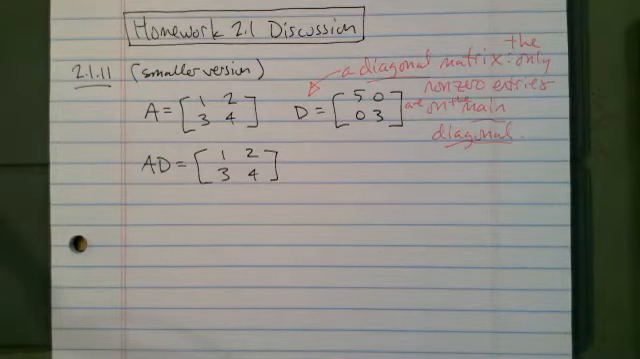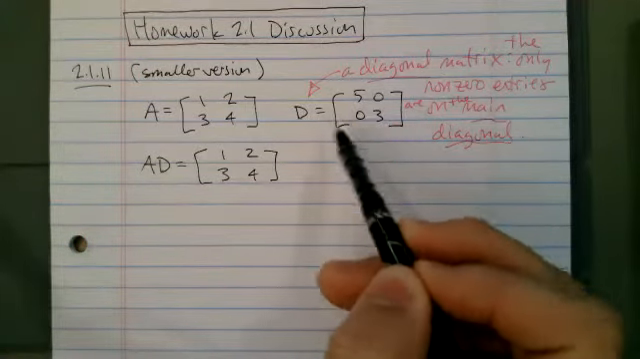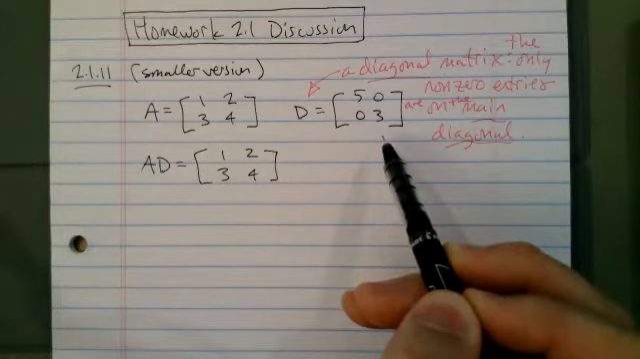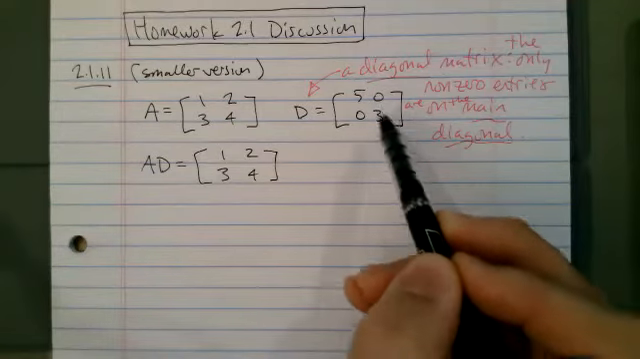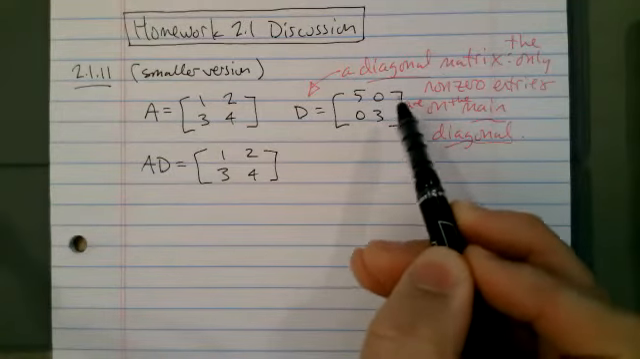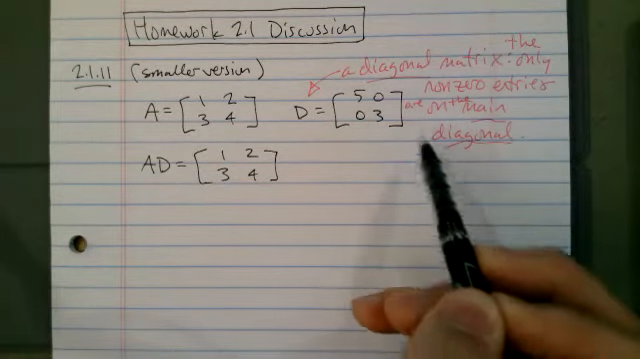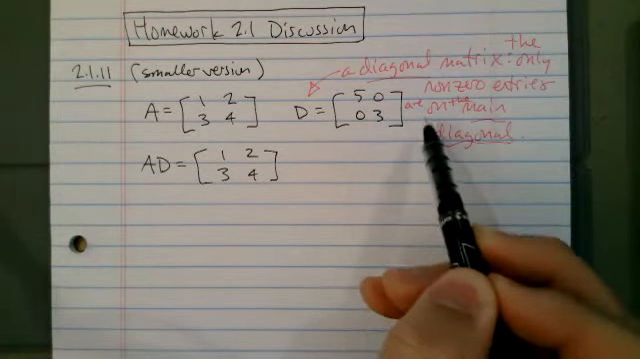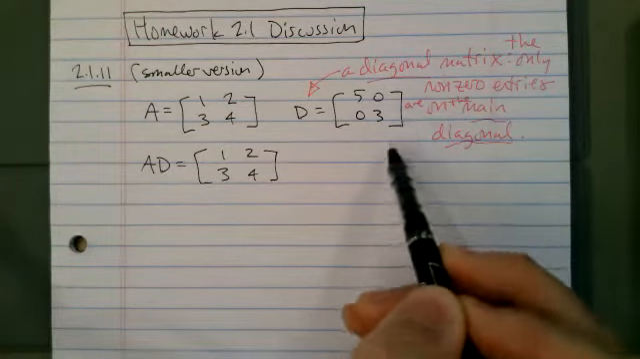Let's take a look at this smaller version of problem 11 from homework 2.1, because we're multiplying by a diagonal matrix, and diagonal matrices are interesting. Here the only non-zero entries are going to be on the main diagonal, so we'll have zeros on all the off-diagonal entries. Problem 11 has a 3 by 3 diagonal matrix, which is 5, 0, 0, 0, 3, 0, 0, 0, 2.